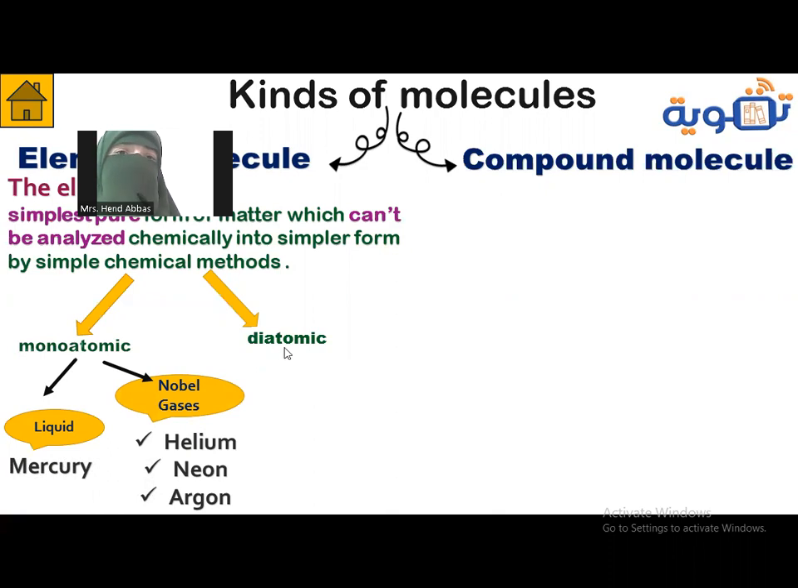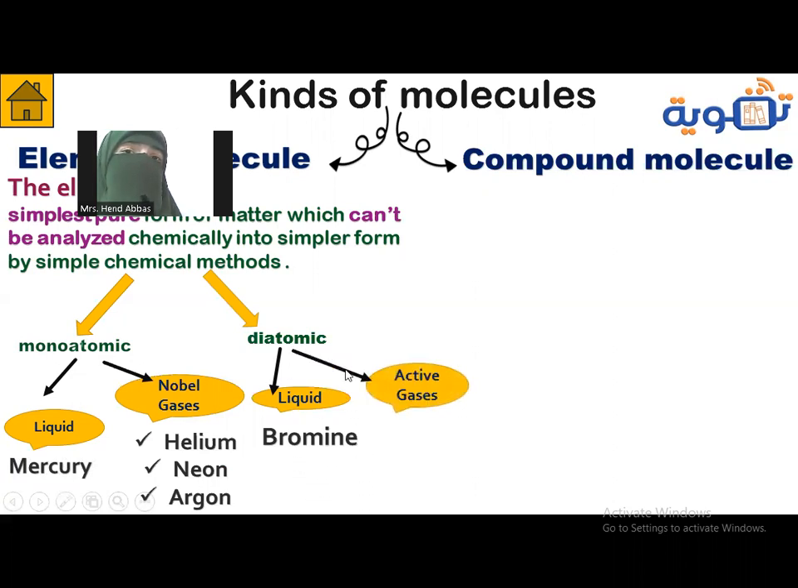What about the diatomic molecule? Diatomic molecules look like twins together. We divide them into two parts. If it is liquid, it's bromine. Bromine is the only diatomic liquid element.